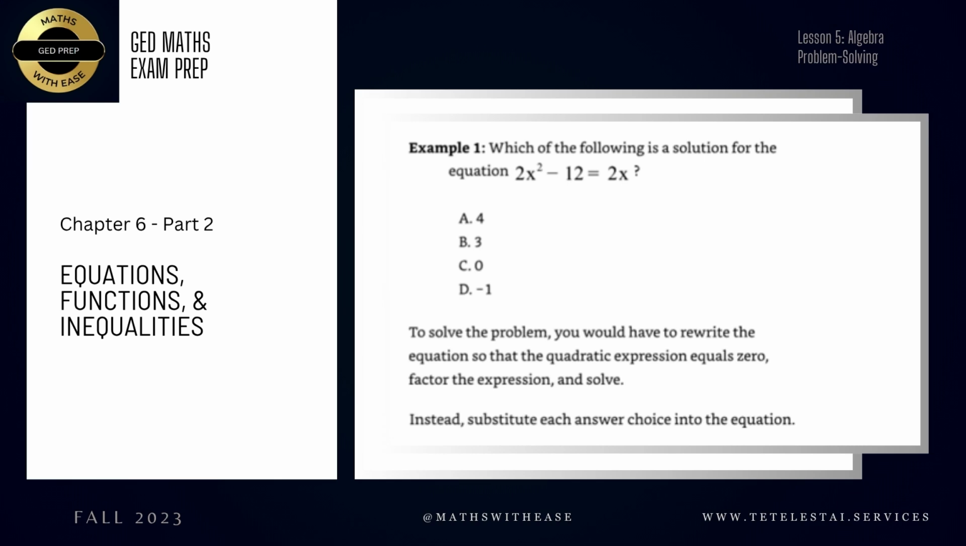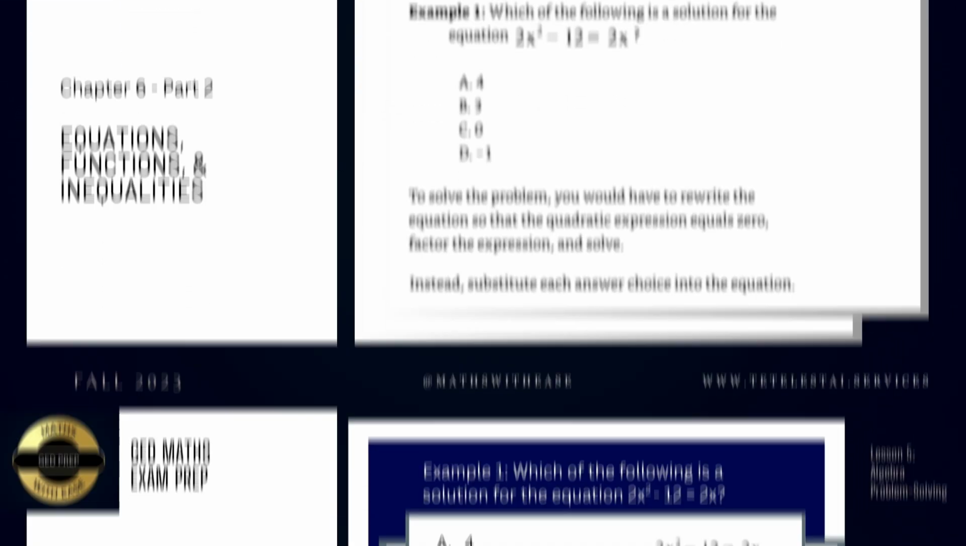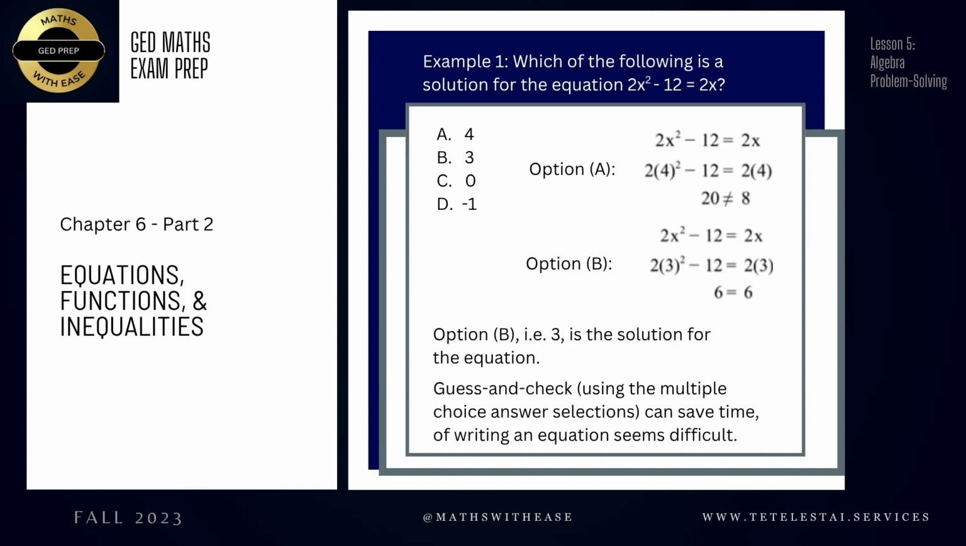And since they've already kind of figured it out and they're telling you to choose, well, why not just check, right? So let's start with the first option, which is 4. If we plug 4 into this original expression, 2 times 4 squared is 16. 2 times 16 is 32. 32 minus 12 is 20. 2 times 4 is 8. So we already know that this is not true because the left-hand side does not equal the right-hand side.